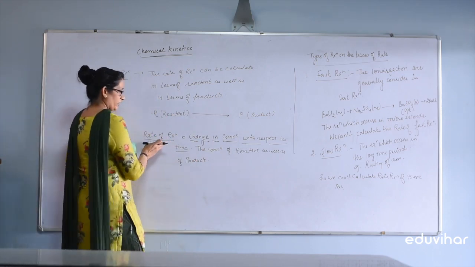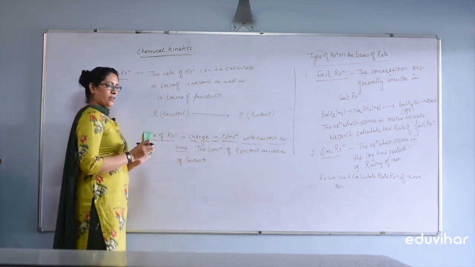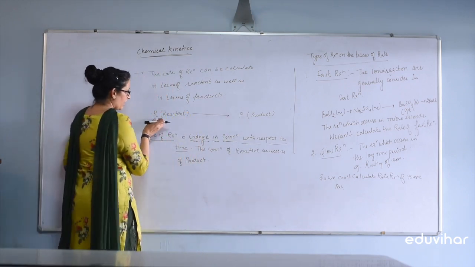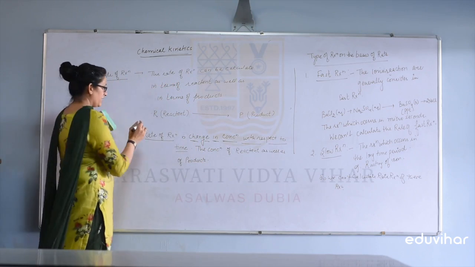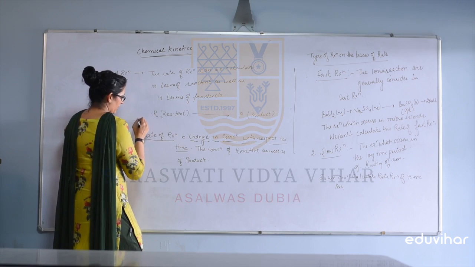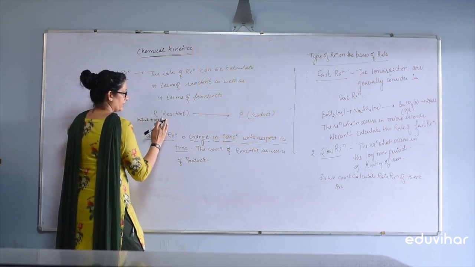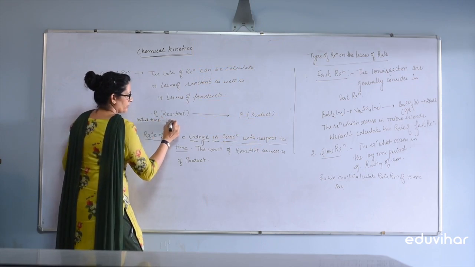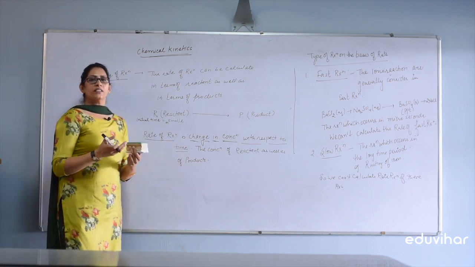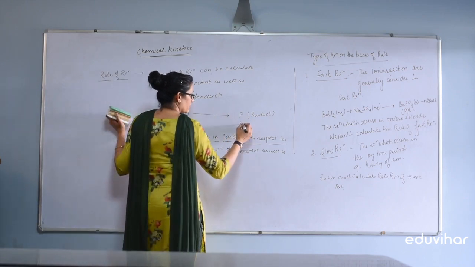Rate of reaction means change in concentration. Let us consider we started a reaction having reactant R. Its concentration at initial time is 5 mole per liter. At initial time, when the reaction just started, the concentration of product is 0.